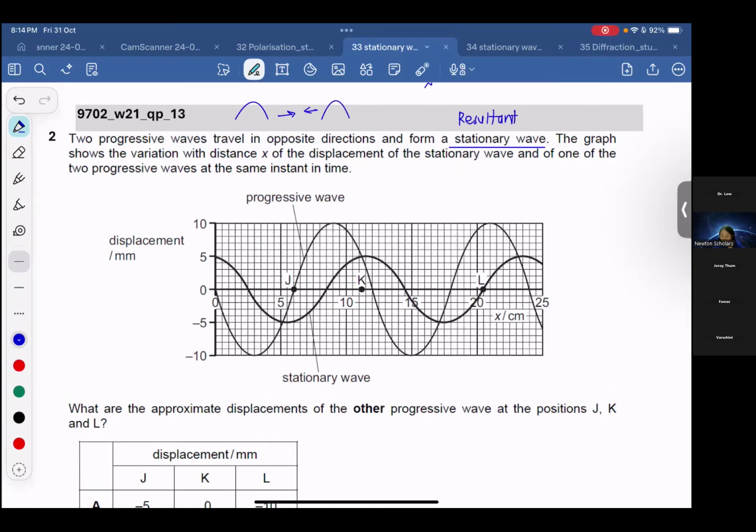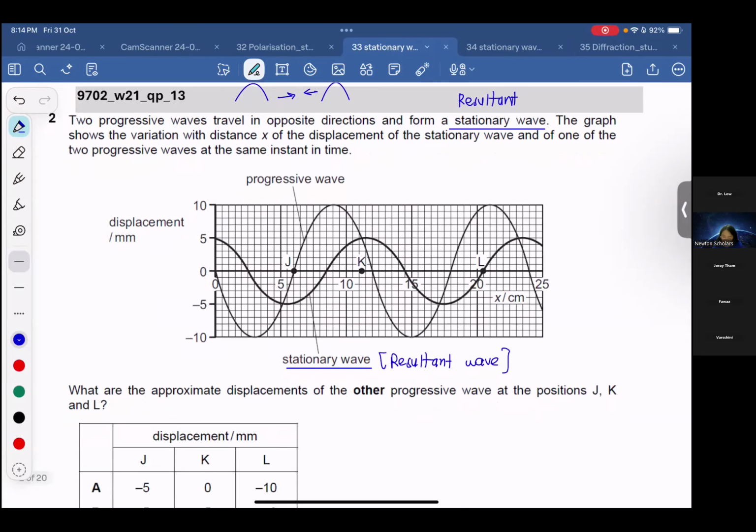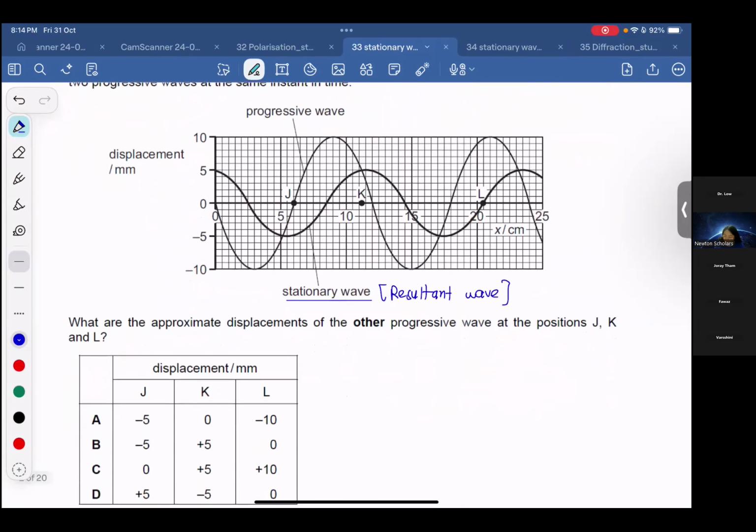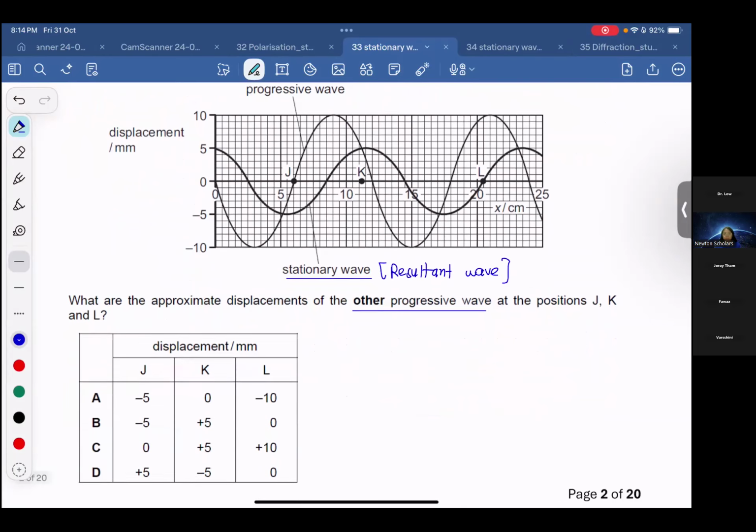The graph shows you the displacement of the stationary wave. So this is the resultant. This is not one of the waves. This is after the two waves superpose. One of the progressive waves is shown, and they're asking you which one should be the other progressive wave. Those who are good, you try first. Don't need to bother me. Those who are new with this topic, you follow me.